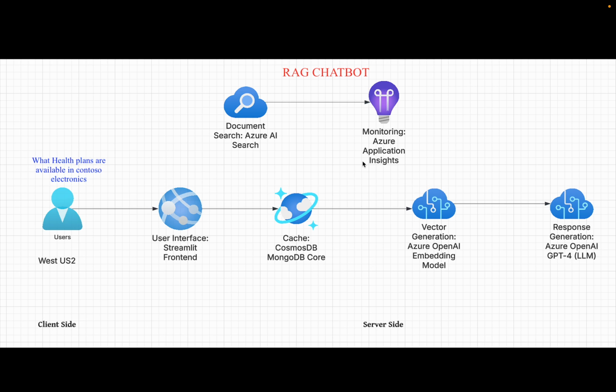Now that we have covered the key components, let's see how a user query flows through the system. I'll use an example to illustrate this. What health plans are available in Contoso Electronics? The user types in the user interface: what health plans are available in Contoso Electronics.